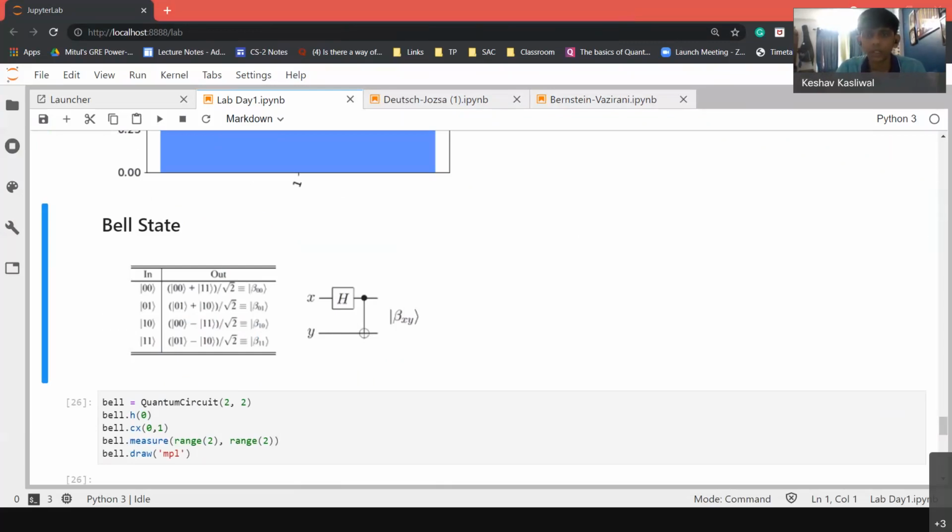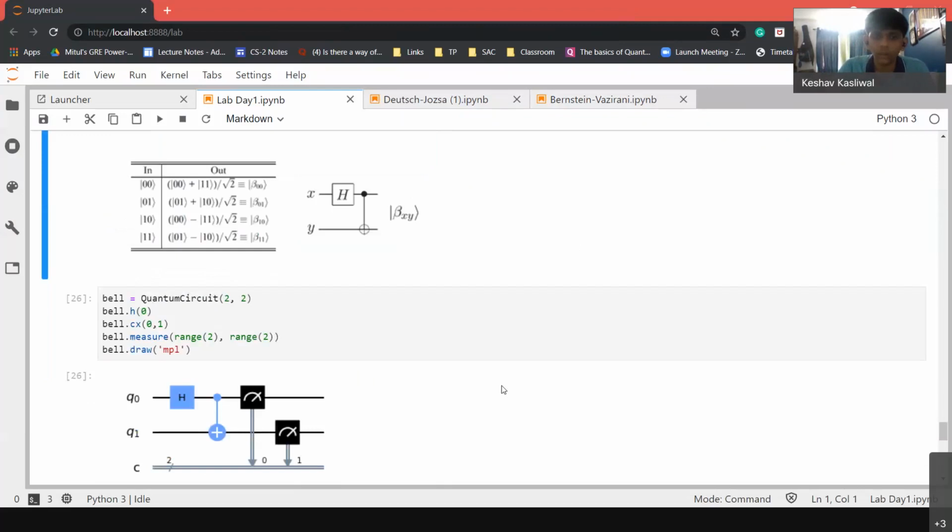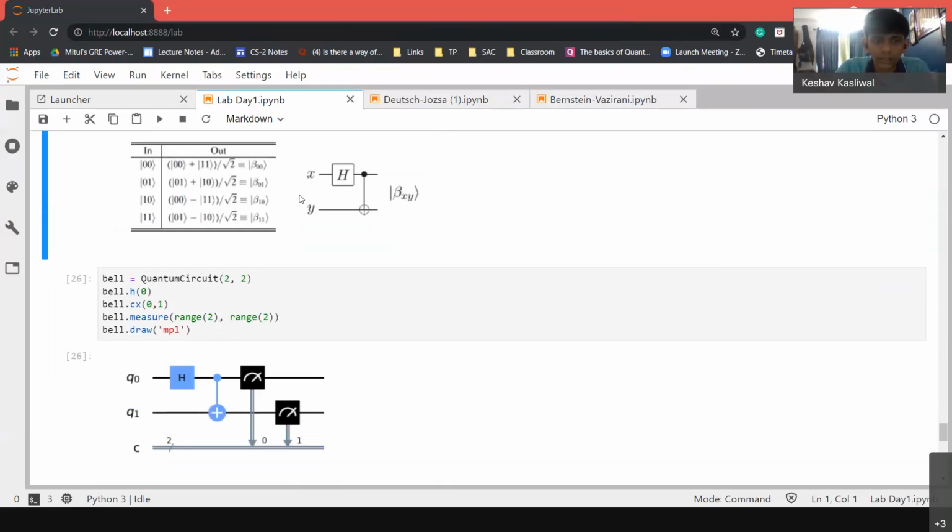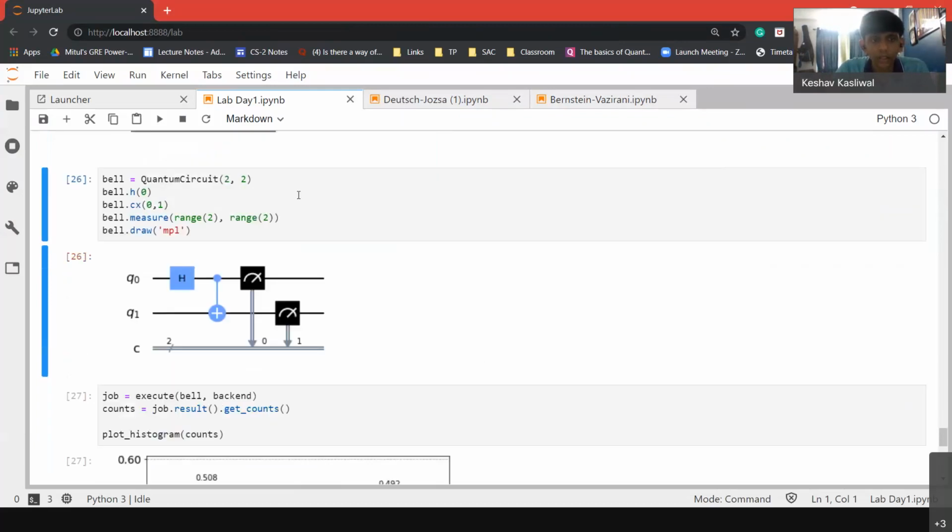Someone has put in the chat asking to share the Jupyter notebook. Yes, I'll surely share the Jupyter notebook on the drive links as well.